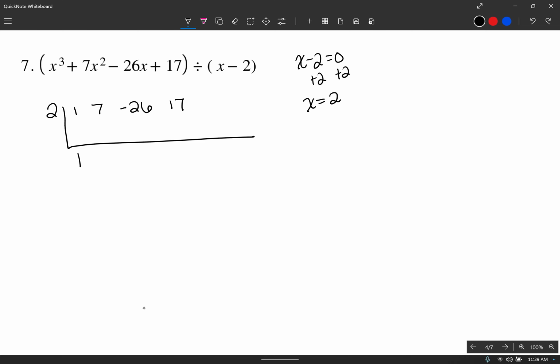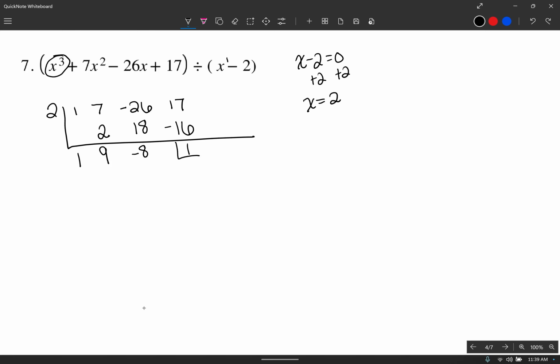So I'm going to drop the first number in the box and multiply it times the 2 on the outside. 2 times 1 is 2. 7 and 2 make 9. 9 times 2 is 18. Negative 26 plus 18 is negative 8. Negative 8 times 2 is negative 16. Plus 17 is 1.